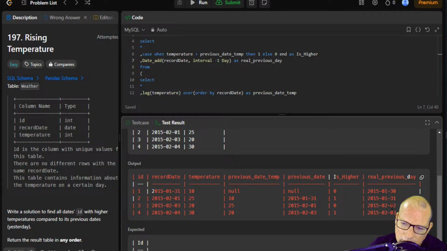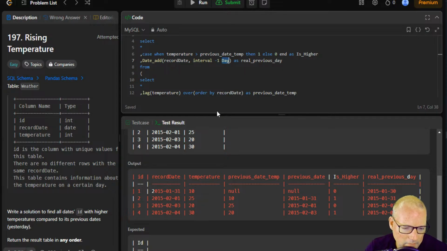If you've never seen this function, this is very handy. So what we're doing is, and then my interval, my unit. Kratos, is it day, month, year? No, I'm completely unaware of that.